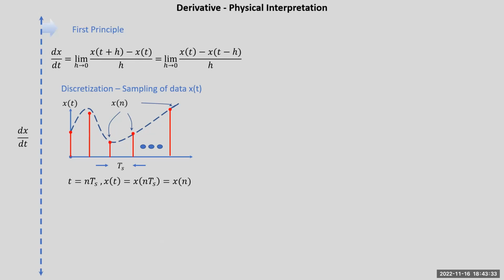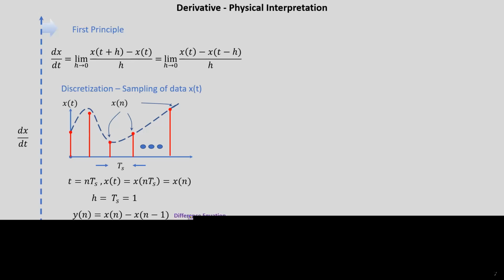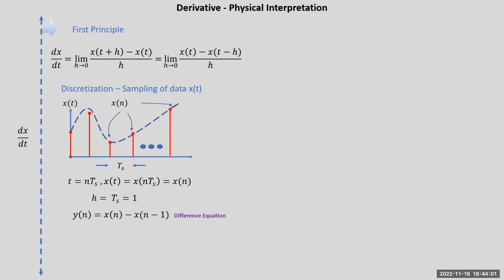Now t is equal to nTs, so x of t will become x of nTs, which is equivalent to x of n because Ts is constant, and one can normalize that value to 1. So your h becomes Ts, that is equal to 1. Now if you substitute these values in the type 2 definition of derivative, then dx by dt, which is nothing but y of t, will become y of n equal to x of n minus x of n minus 1. Now h is equal to 1.